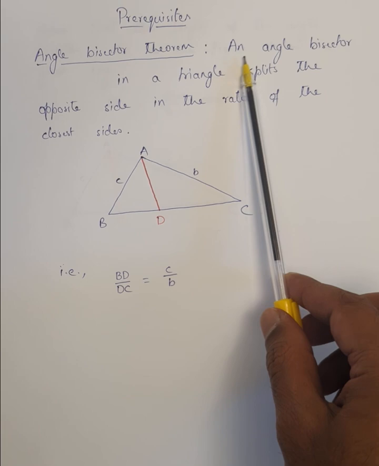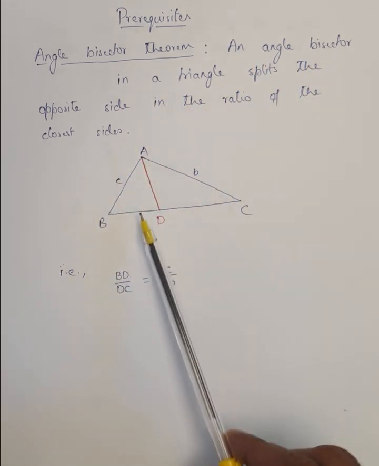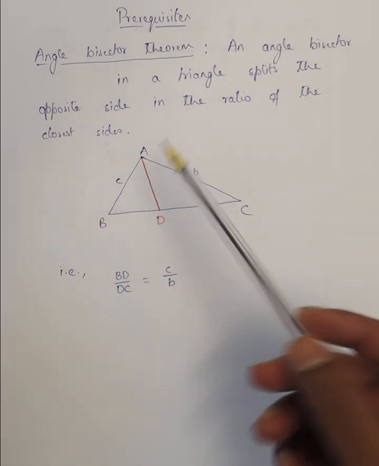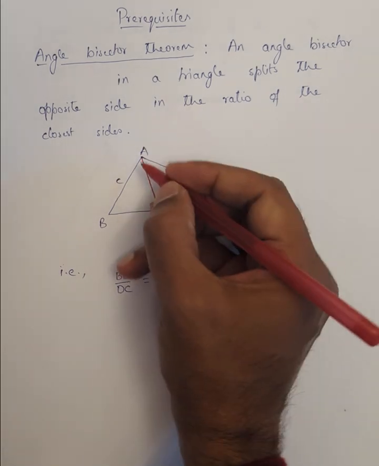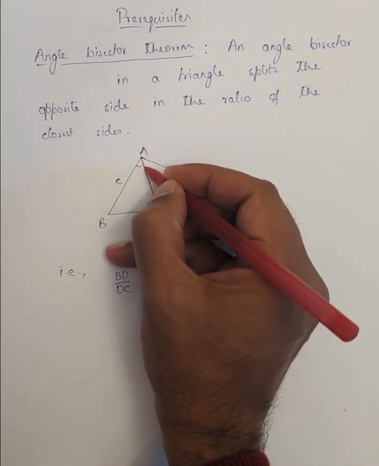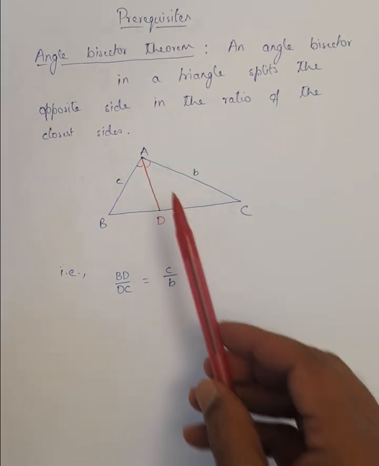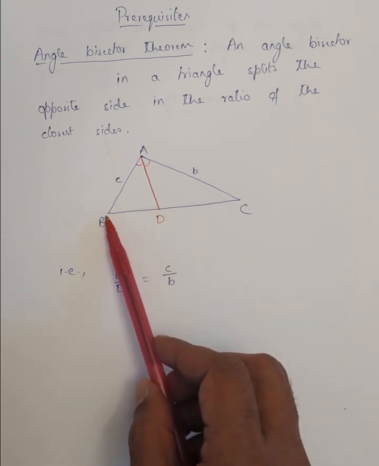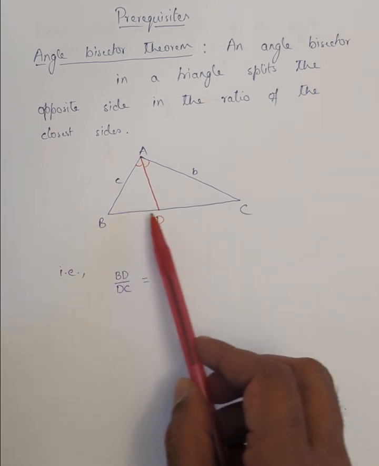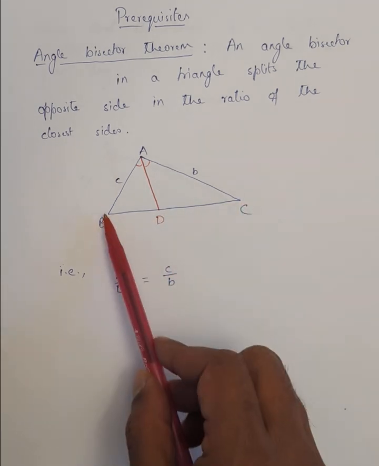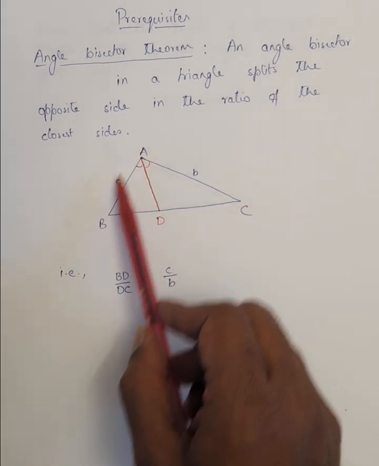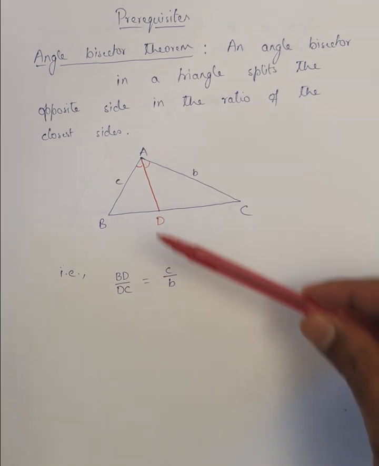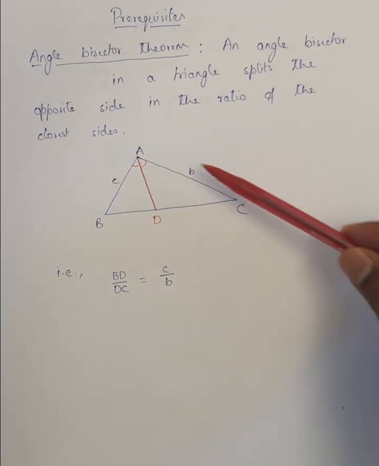What it says is an angle bisector in a triangle splits the opposite side in the ratio of the closest sides. So the angle bisector, AD is the angle bisector, which means these two angles are equal, and it's going to split the opposite side BC in some ratio. And what is that ratio going to be? So the ratio of these sections BD to DC is the same as the ratio of the closest sides. The side closest to BD is C and the side closest to DC is B. So BD over DC equals C over B.